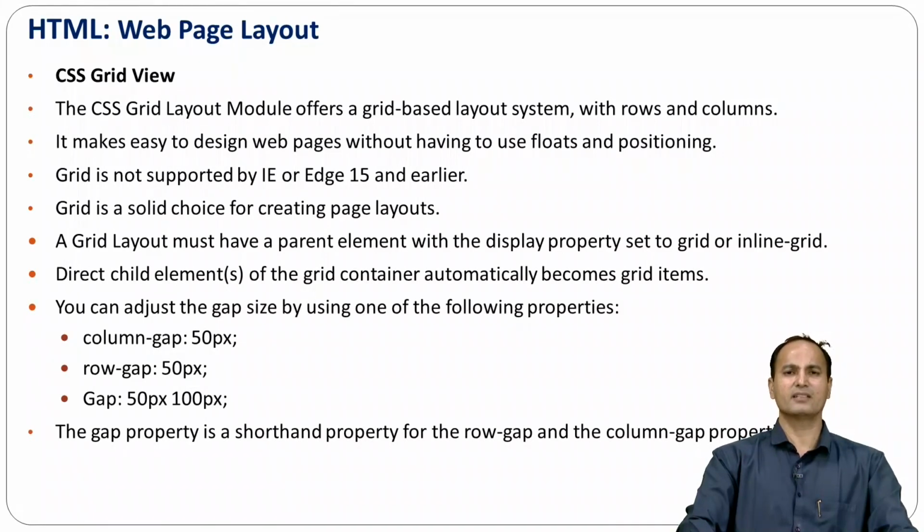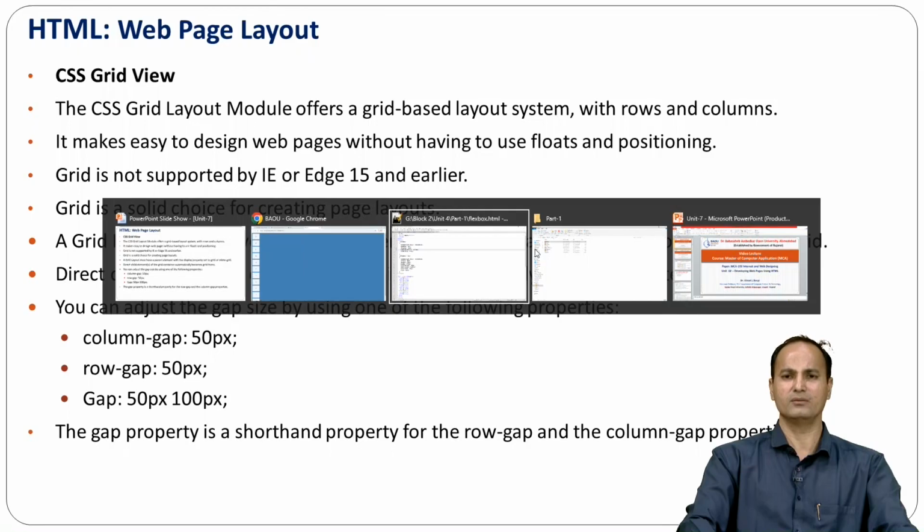You can adjust the gap size by using one of the following properties: column gap, row gap, whatever you want. You can specify the value in terms of pixels. Gap is a shorthand property for both the previous properties, that is column gap and row gap. You can specify it based on your requirement. So, let's talk about CSS grid view through a practical example.